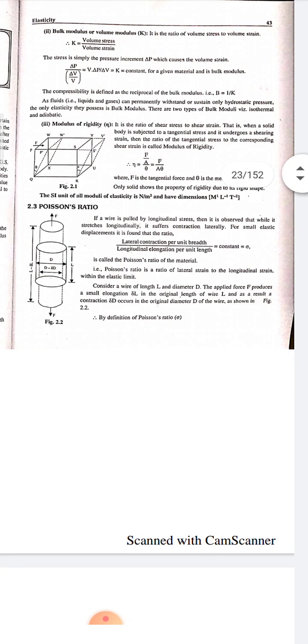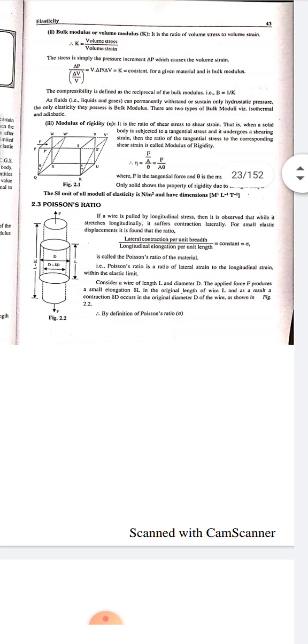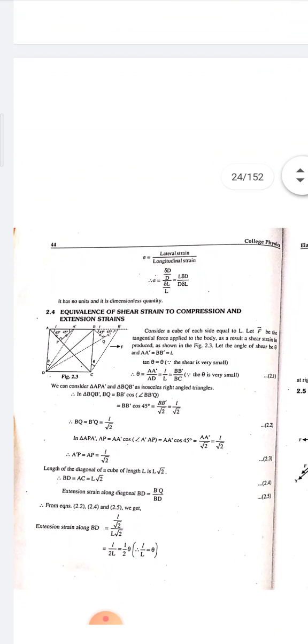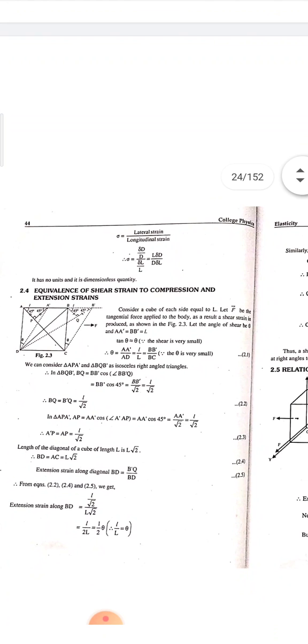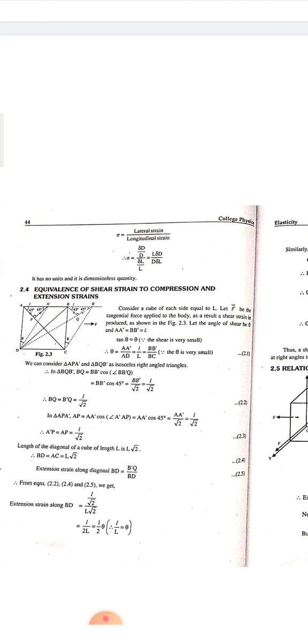Here that diagram is considered. Here you can see lateral strain to the longitudinal strain. Length is changing and there again the lateral modification is there. Here you can see the derivation is also given to you. Sigma is equal to lateral strain divided by longitudinal strain, which is equal to delta d by d upon delta L by L. Lateral, that is the diameter, and longitudinal is nothing but the length. It has no units and it is a dimensionless quantity. Poisson's ratio is a dimensionless quantity.